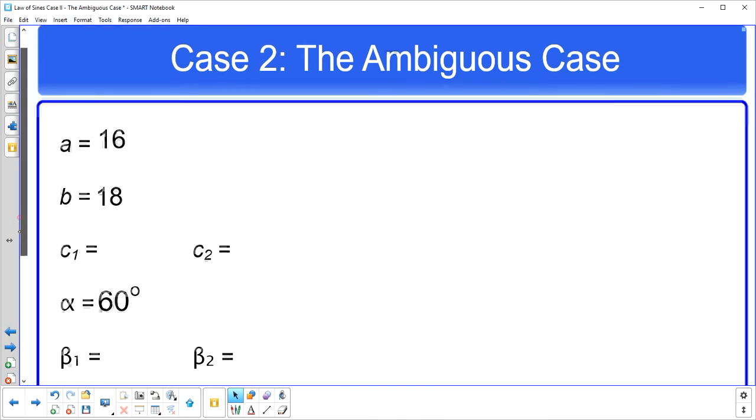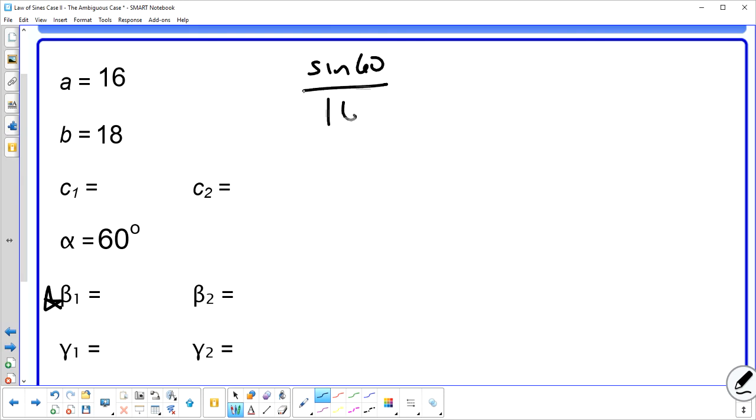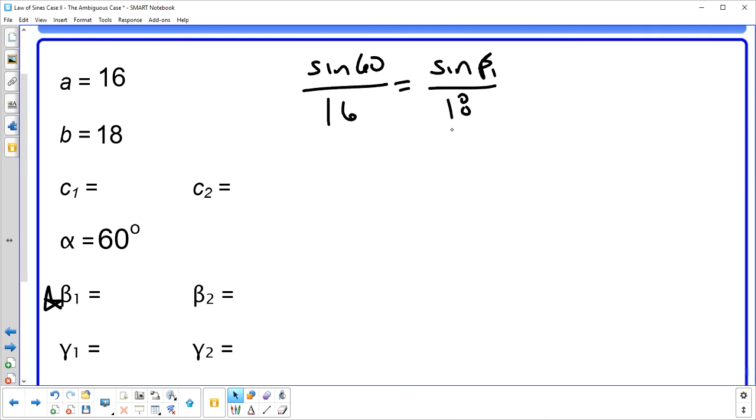Okay, another option here, you see you're given A, B, alpha, and so same way we need to start by trying to find beta 1. So we're going to say the sine of 60 over 16, sine of alpha over A, equals the sine of beta 1 over B. And if we solve that, so you do your cross multiplication, you take the inverse sine, you're going to get a beta value of 77 degrees. And then we do the same thing to try to find your gamma 1. So 180 minus 60 minus 77. Remember, all three angles of a triangle should add up to 180. That's going to give us 43 degrees.